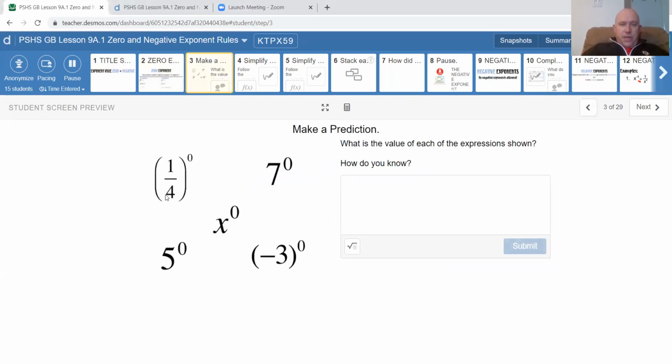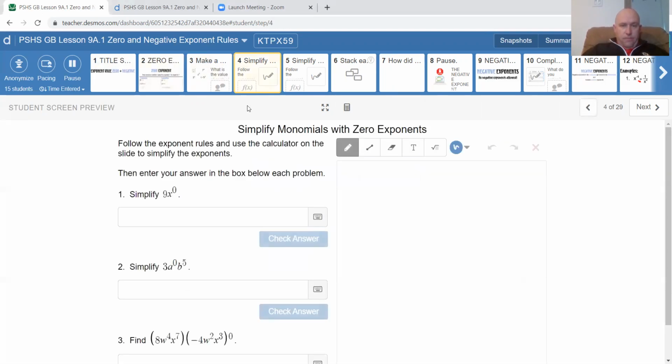So for all these, make a prediction. This one I see isn't to the power of 0, so I know this is 1. Same here, same here, same here. So all these numbers, as I can see they're to the power of 0, then I know that the answer is just going to be 1.